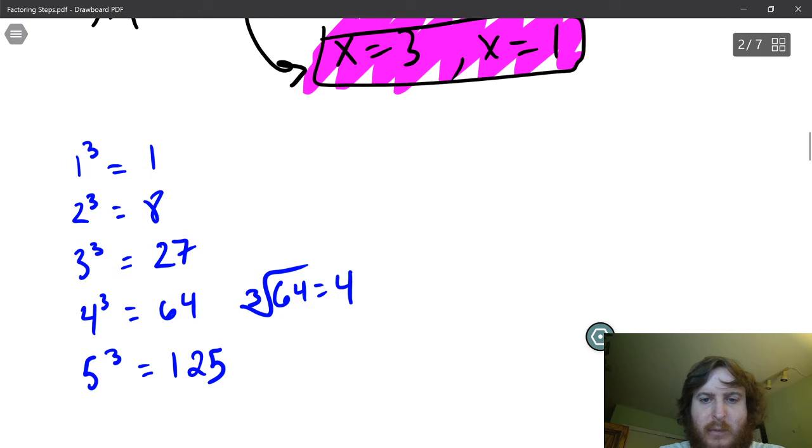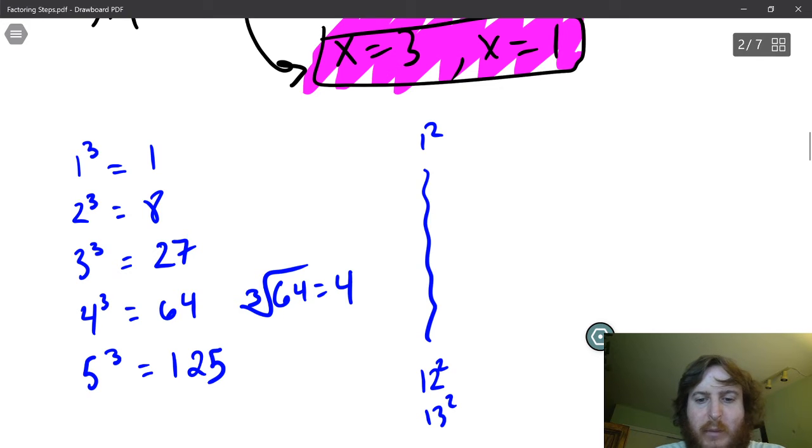For squares, by the way, just while we're at it, you should really have memorized up through 12, maybe even 13. So I'll let you guys do those on your own if you don't know them, right? But those are probably the most common that you should have memorized. 15 is actually good as well, so maybe even up to 15.